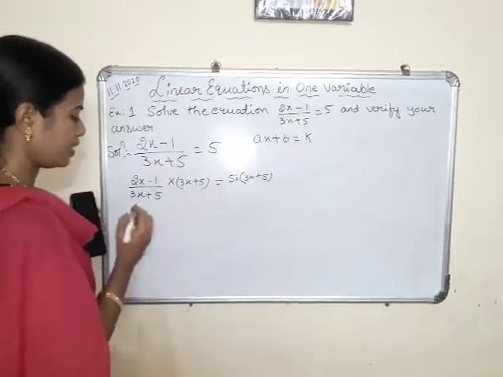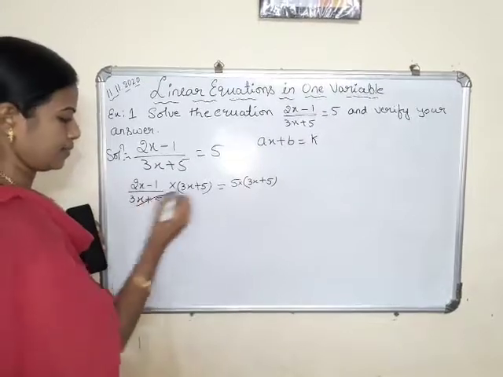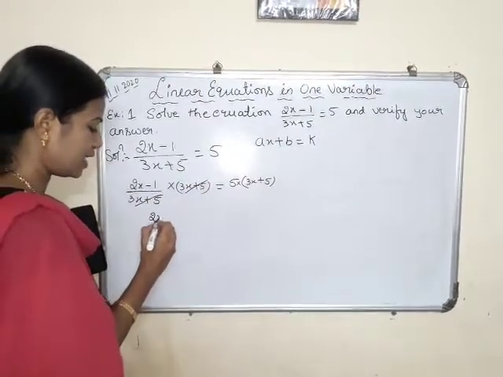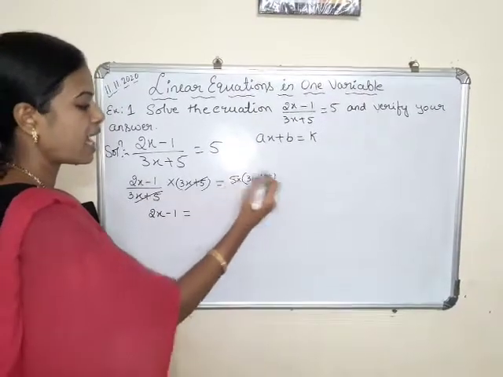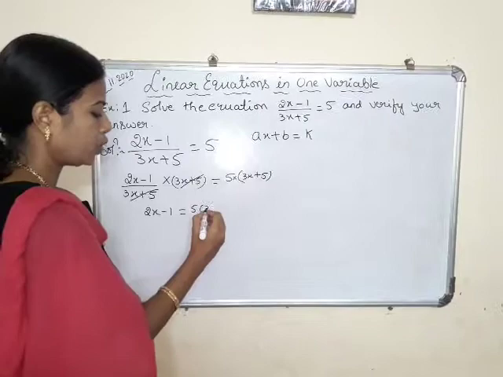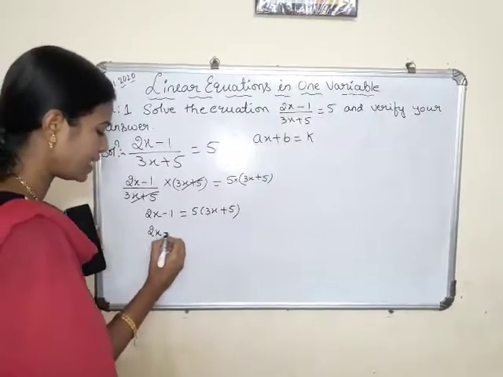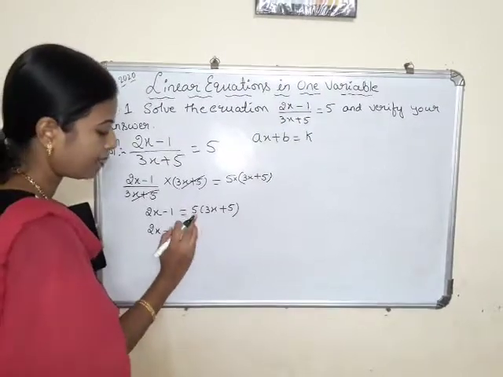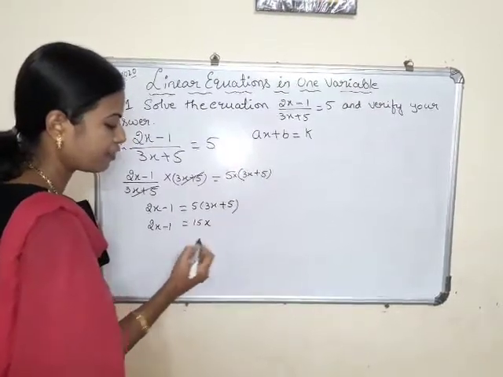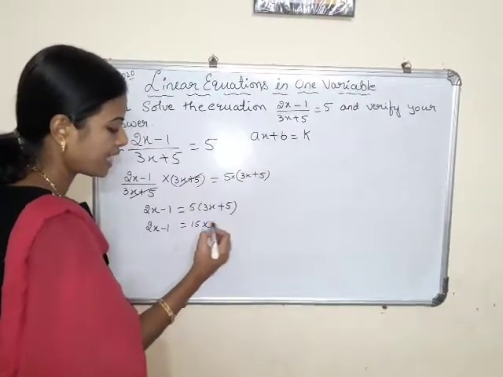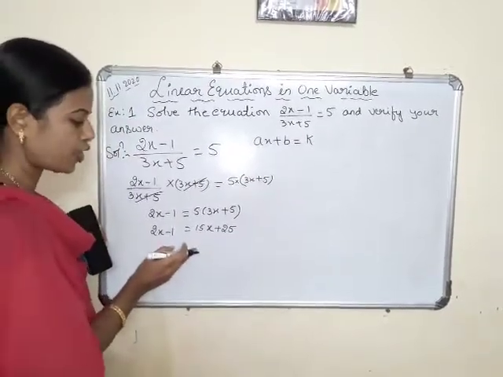In the next step, here 3x plus 5 get cancelled. What is remaining in the LHS? 2x minus 1 is equal to, in the RHS, 5 into 3x plus 5. 2x minus 1, write as it is. Multiply 5 to inside the bracket. 5 3s are 15x. Plus sign as it is. 5 5s are 25.